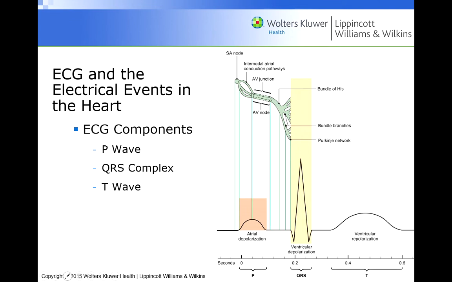Atrial depolarization was atrial contraction. Ventricular depolarization was ventricular contraction. And ventricular repolarization, that's your ventricular relaxation or resetting of those myocytes. Some of you will notice, well, I don't see atrial repolarization. Well, that's correct. You don't see it on this picture because atrial depolarization occurs and very soon after atrial repolarization occurs. The problem is atrial repolarization is covered up by ventricular depolarization.